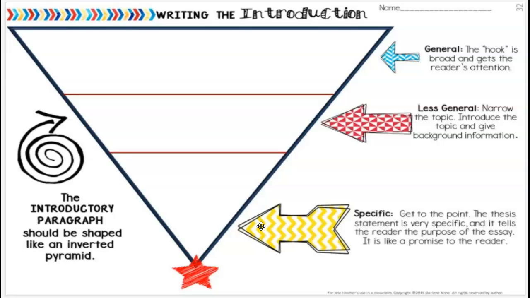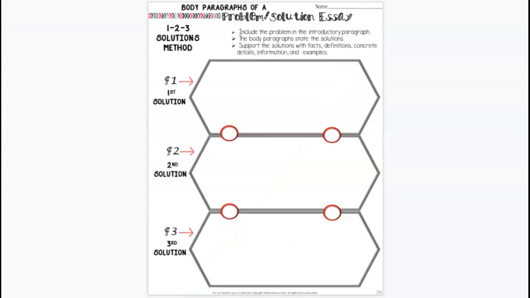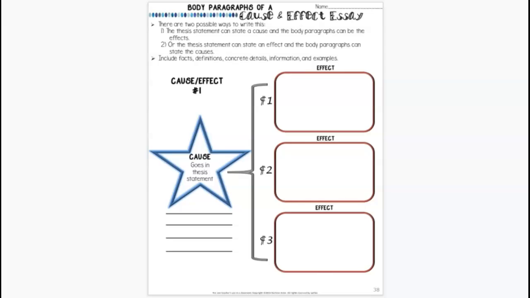So we're not using the information from our graphic organizer yet, with the exception of students who used 3 solutions to their problem solution essay. In this type of structure, you are going to include the problem in your introductory paragraph because you have so much to write about with your solutions in the body of your paragraphs. The other exception to this would be the cause and effect essay. So if you're starting with the cause of a problem, you're going to put that in your introductory paragraph because then you're focusing on effect 1, effect 2, effect 3 in the body of your paper.